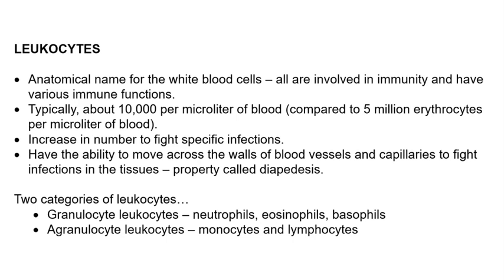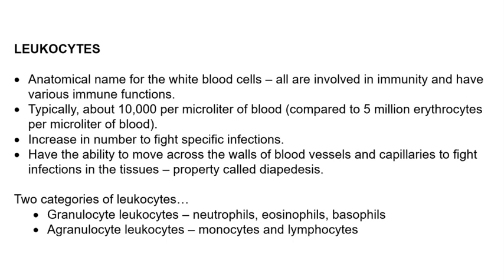Certain numbers of leukocytes will increase in number depending on the specific infection or pathogen that the immune system is responding to. Unlike the erythrocytes, many of the leukocytes have the ability to move across the walls of the blood vessel or capillary in order to fight infections in the tissues. This ability to move out of the bloodstream and into the tissue space is called diapedesis.